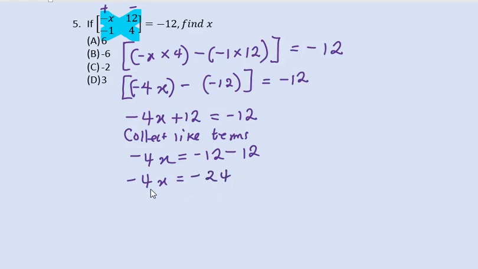From here now we can divide both sides by minus 4, because not just 4, minus 4, because minus 4 is the coefficient. So we'll have minus 4x divided by minus 4 is equal to minus 24 divided by minus 4. Let's cancel this. Minus cancels minus, 4 cancels 4, and x is equal to 24 divided by 4, which is 6. And that happens to be option A.